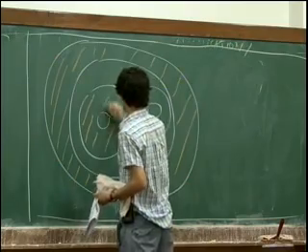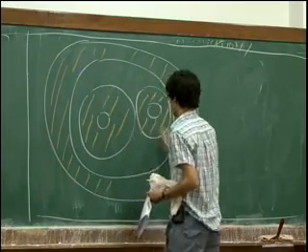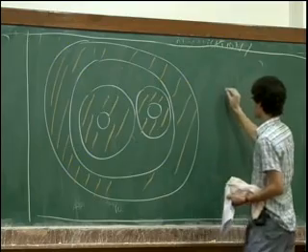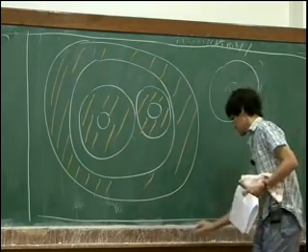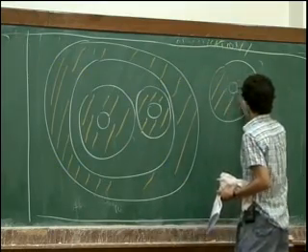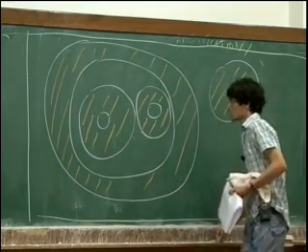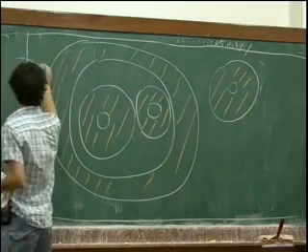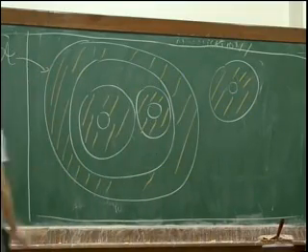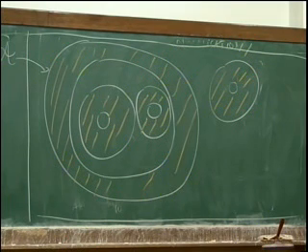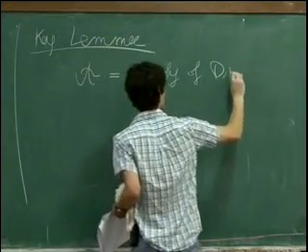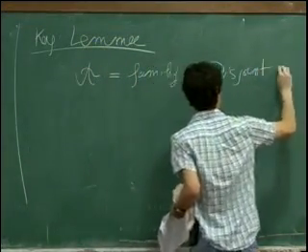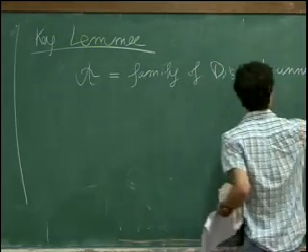Something like that. And another annulus may be here. I'll call this type of structure A. A will be a family of disjoint annuli in the domain.